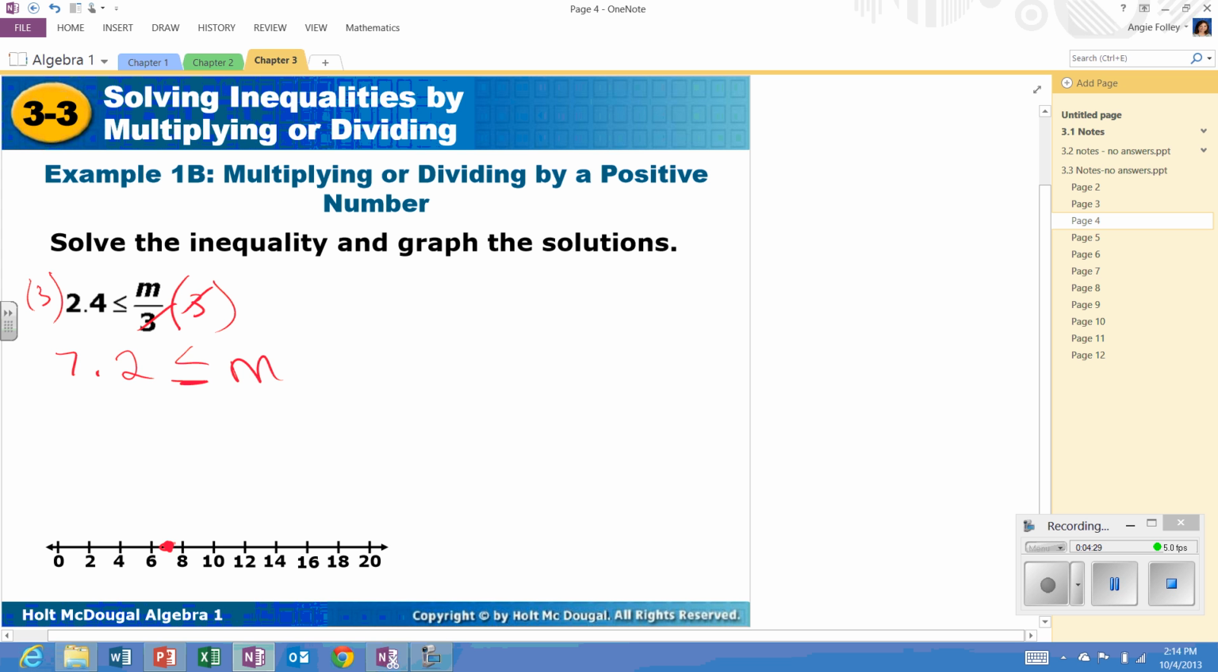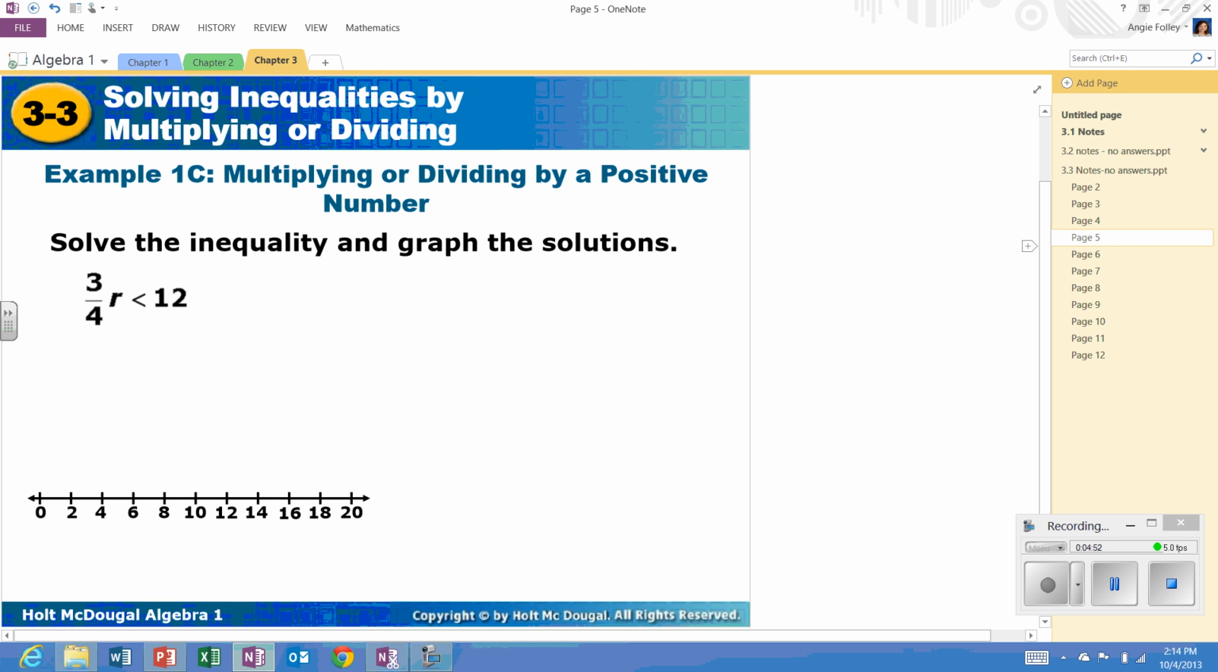That's close enough. And if you read it, I always like to read it by reading the variable first. So I'm going to read it as m is greater than or equal to 7.2, everything greater than or equal to 7.2. So it's everything over here to the right. And you can do that. If that helps you to figure it out, you can read it in that way.